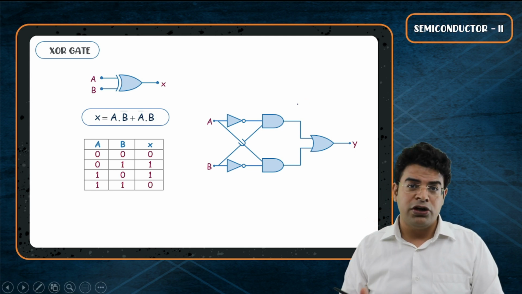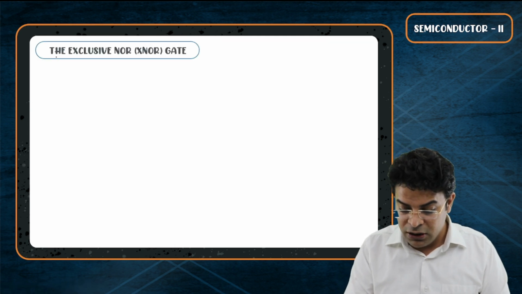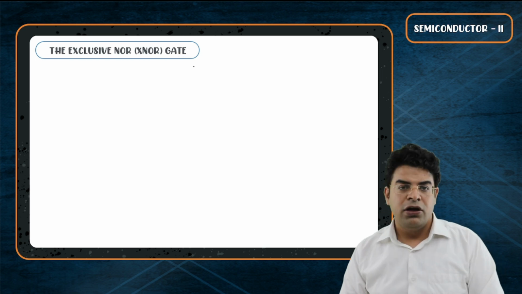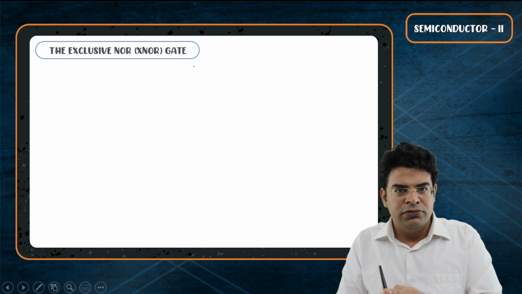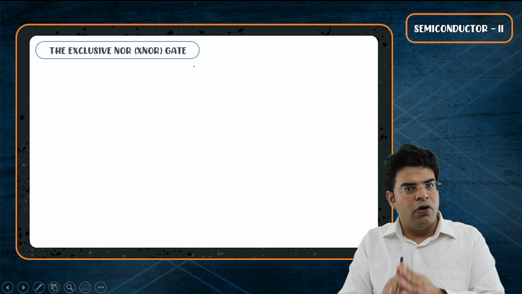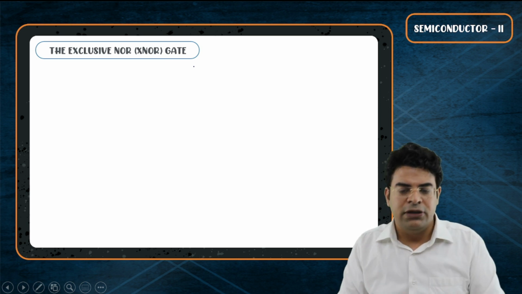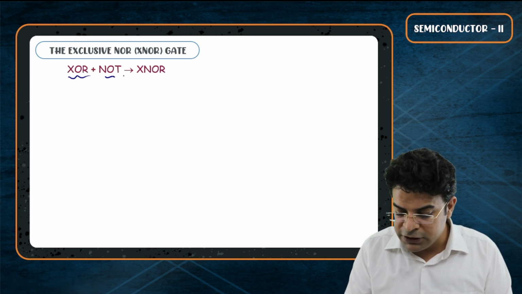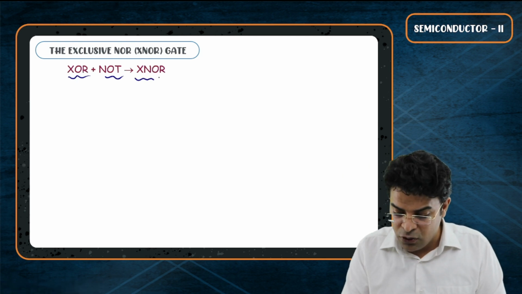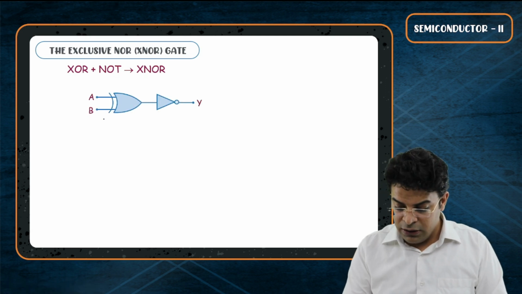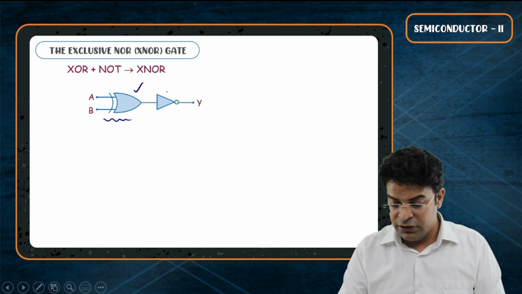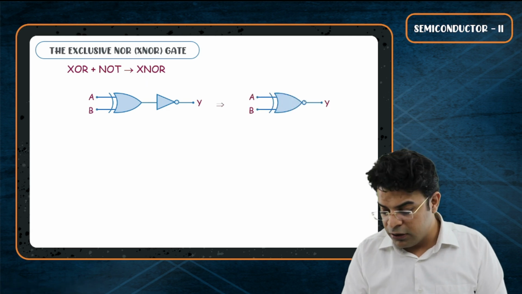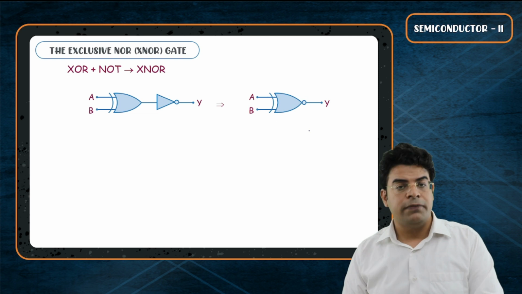Now let's move on to the next gate, and that is called the exclusive NOR, XNOR gate. What will exclusive NOR do? Simply take the output of XOR and invert it. That is the output of exclusive NOR. Think of it, an XOR plus a NOT gives you exclusive NOR. So this is an XOR, this is a NOT. Replace both of them and simply place a NOT in front of the XOR.